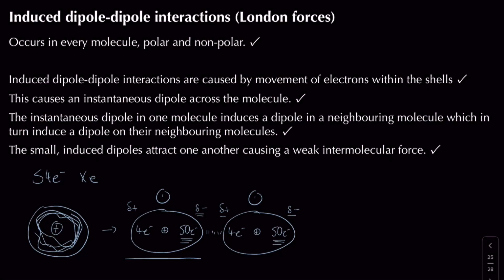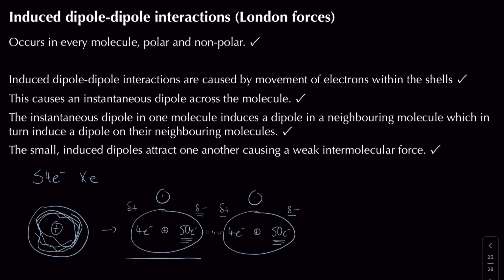That's why we say that these are the weakest out of all of them, because it's not a permanent dipole. Instead, it's a temporary one. That's why we say the intermolecular force is called an induced dipole-dipole interaction itself. These small induced dipole-dipole interactions, they're going to attract one another, and they cause a weak intermolecular force themselves.